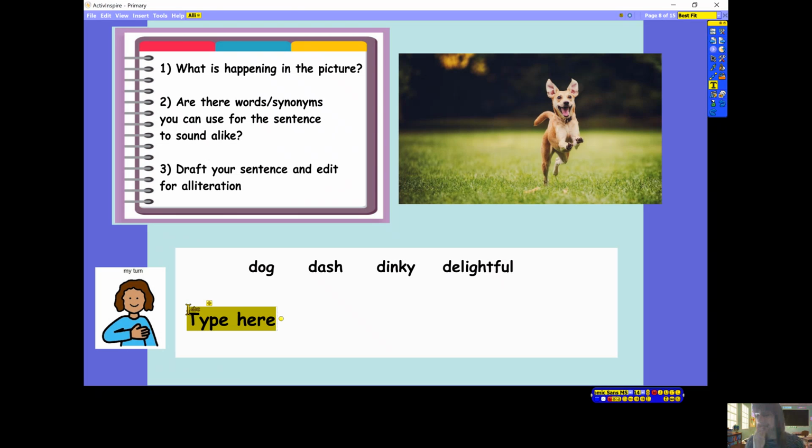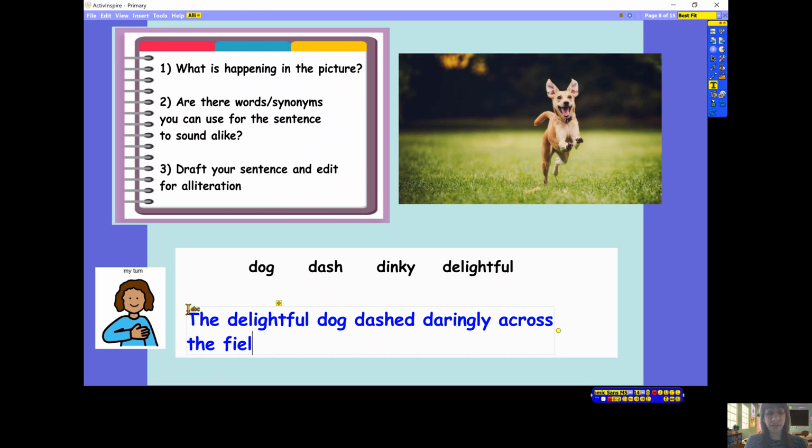So I'm going to draft my sentence now. The delightful dog dashed. How did he dash? I think this is going to be a really bold, brave dog. I'm going to go for daringly. Daringly across the field. Delightful dog dashed daringly across the field.